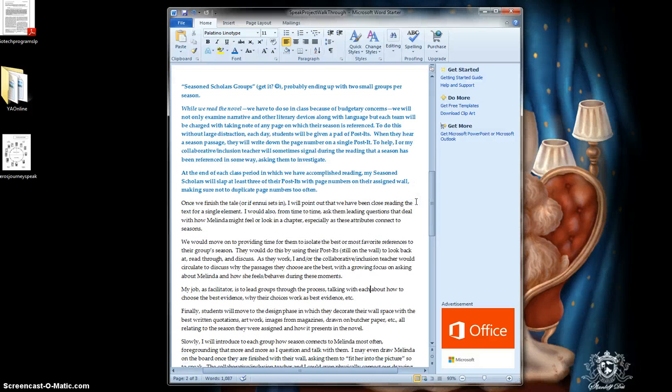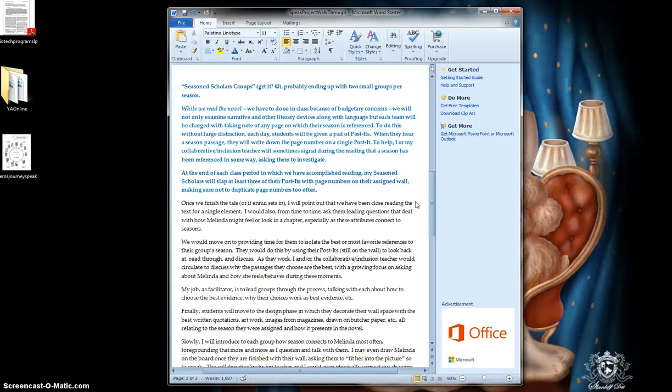While we read the novel, we have to do so in class because of budgetary concerns, we will not only examine narrative and literary devices along with any language, but each team will be charged with taking notes of any page on which their season is referenced. To do this without large distraction, each day students will be given a pad of Post-its upon entrance into the class. When they hear a season or a passage in which a season is mentioned or referenced, they're asked to write down the page number on a single Post-it.